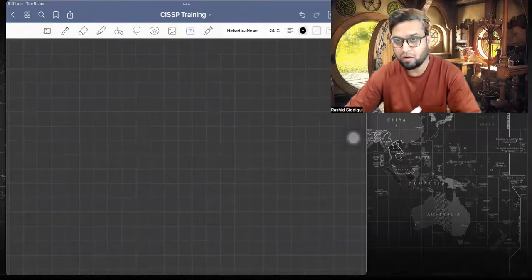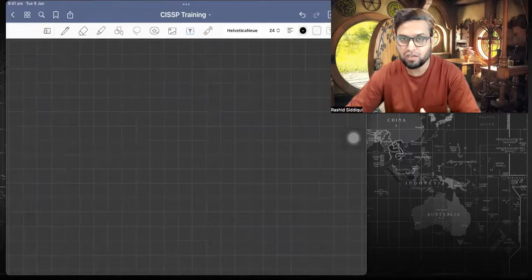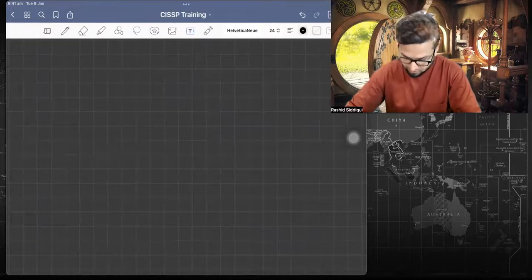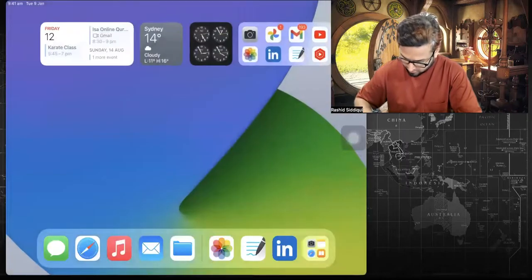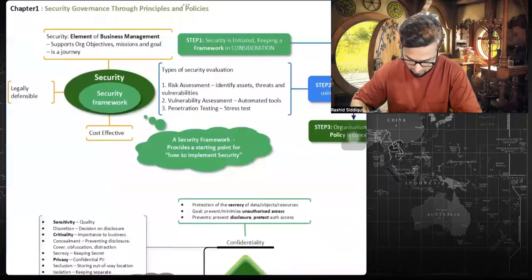Actually, these processes come under security governance, but we will discuss some specific security processes which, due to the nature of those processes, require some additional discussion. So let's go to the drawing board and try to see those processes.